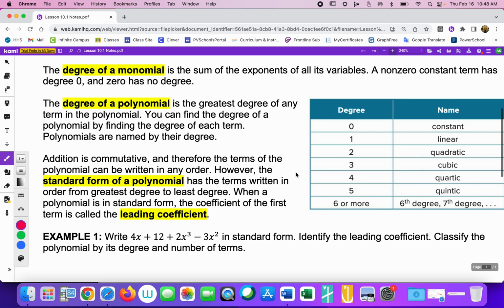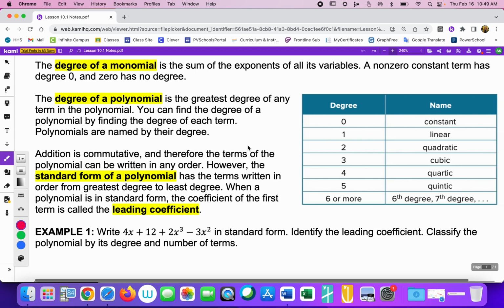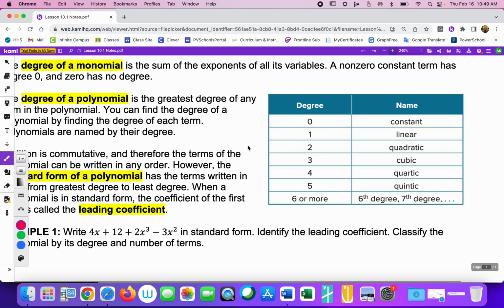The degree of a polynomial as a whole is the greatest degree of any term in the polynomial. You can find the degree of a polynomial by finding the degree of each term. Polynomials are named by their degree. Now they're named based on this chart. So if it is a degree of 0, meaning a number, okay, so the number 5 has a degree of 0, that is a constant.